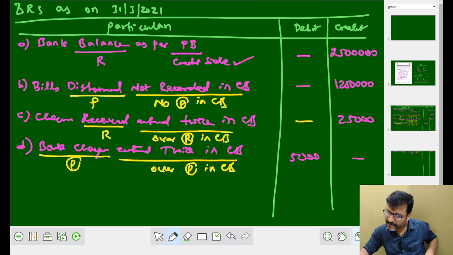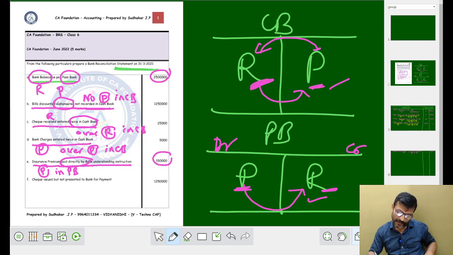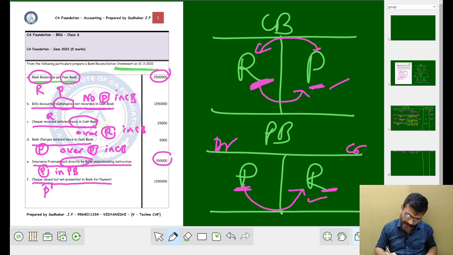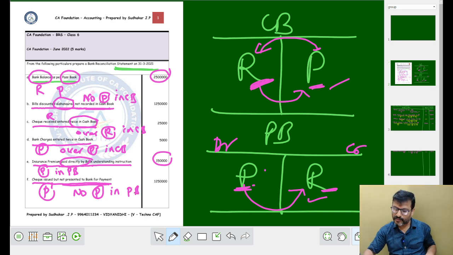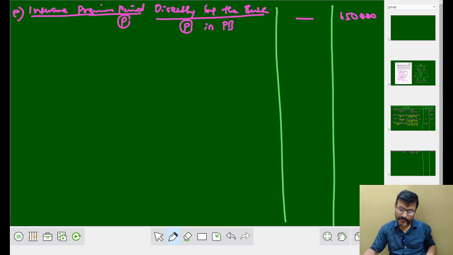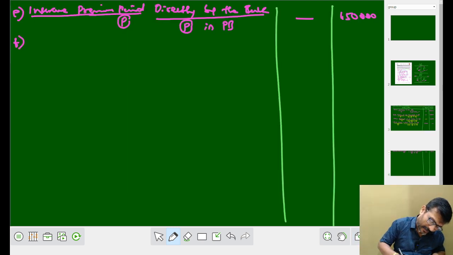See how much it is? 1.5 lakh. Checks issued but not presented for bank. Issued means what? Payment. Not presented to bank means what? No payment in passbook. Means no debit in passbook. So it is to be debited. So what is the point number? F.